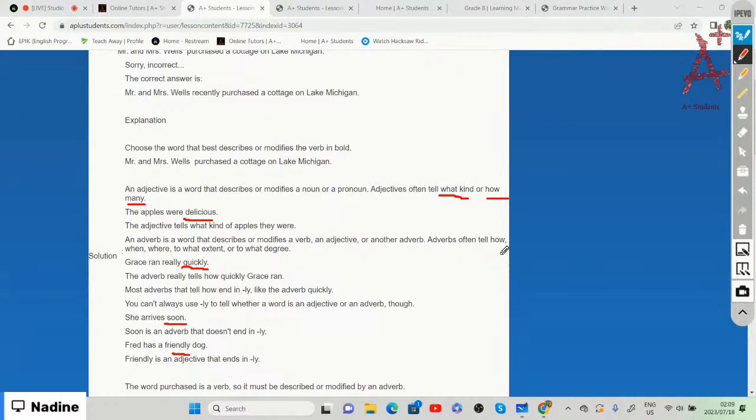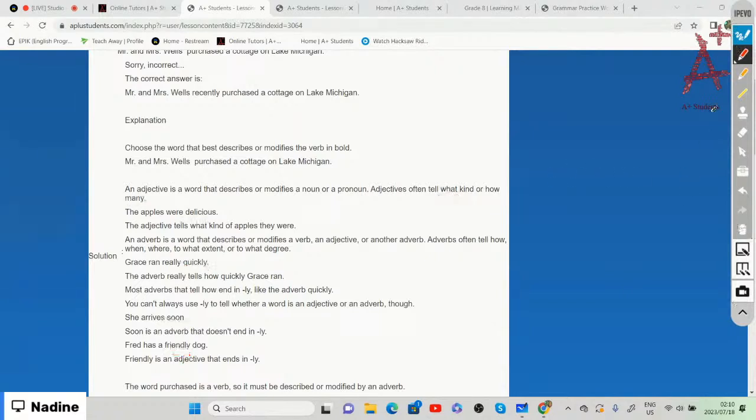So it means that we can have either an adverb or an adjective that ends in ly, but that is when we will have to distinguish what is being identified. Which one is being modified or described? Is it the verb or is it the noun?